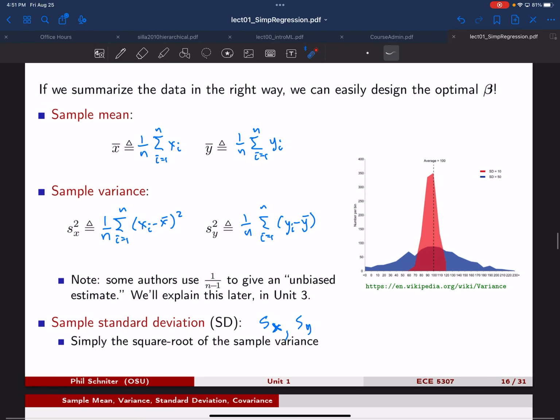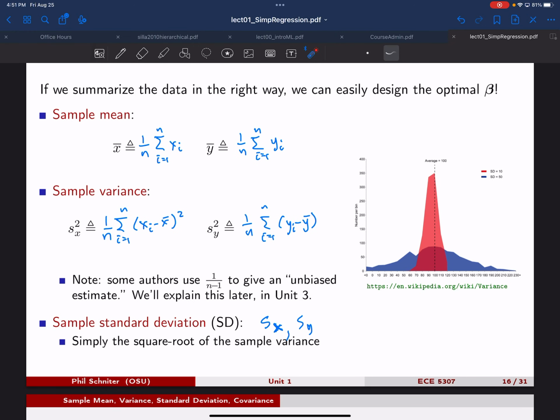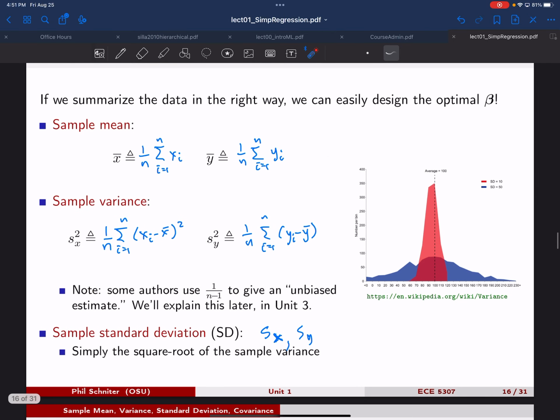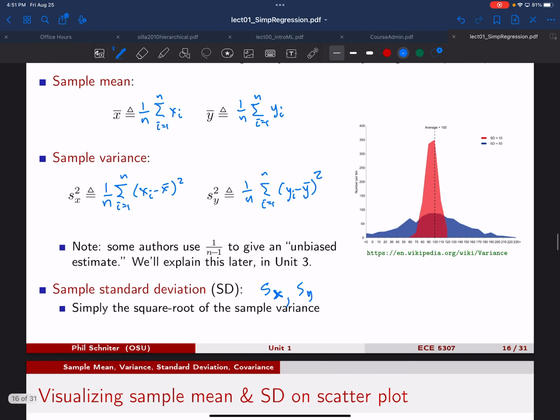All right, any questions on anything here? Okay, great. Yes? Is the square missing? I missed the square, thank you. There is a square missing there.